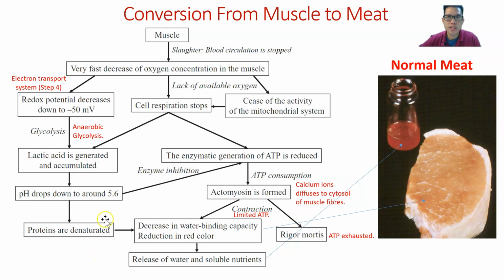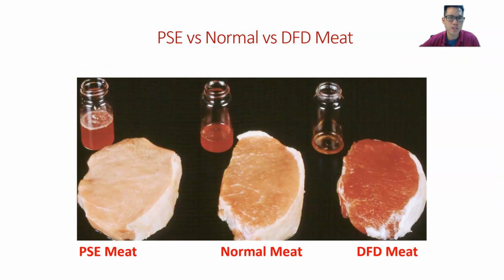Okay, so this one is basically the normal process from conversion of muscle to meat. But there are some conditions that lead to what we call PSE meat as well as DFD meat. Okay, let's look at this. PSE meat is this, you can see it's very, very pale and a lot of liquid is being squeezed out. Whereas the DFD meat over here is very red, but not a lot of liquid is being squeezed out from the meat.